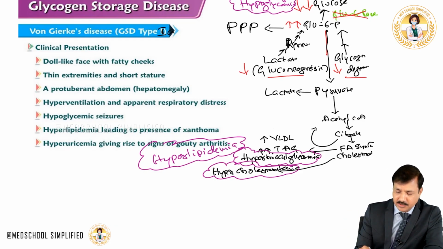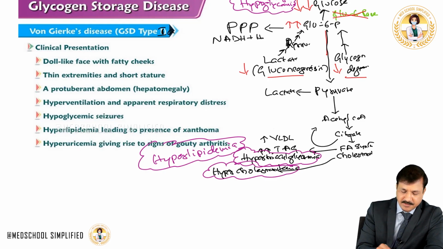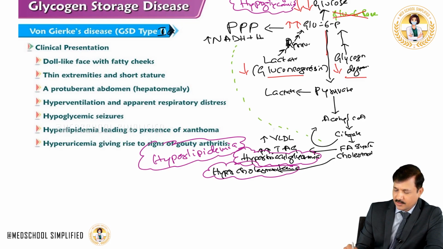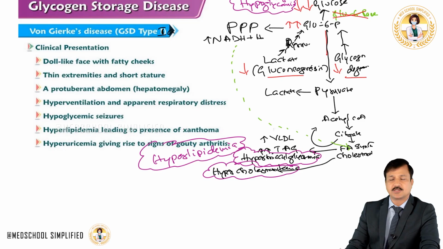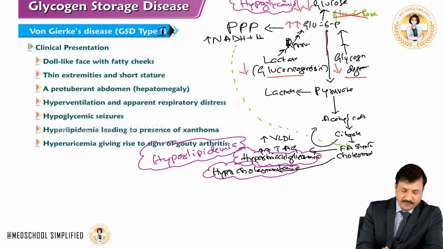So what is the product of the pentose phosphate pathway? The product of the pentose phosphate pathway is NADPH plus H plus, and that NADPH plus H plus, which is increased here, is used for fatty acid synthesis and cholesterol biosynthesis. So I am going to put a dotted line here to show that they support fatty acid synthesis and cholesterol synthesis. Now the other product of the pentose phosphate pathway is ribose 5-phosphate.